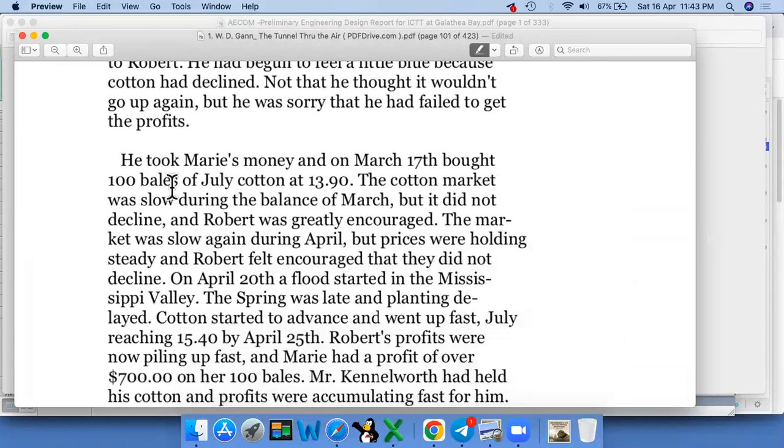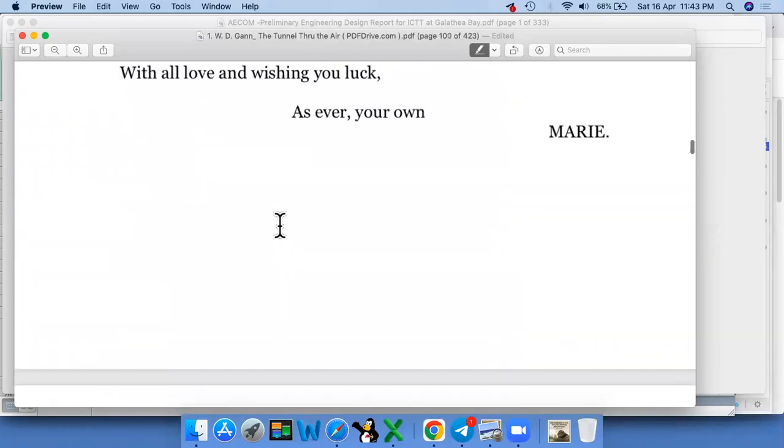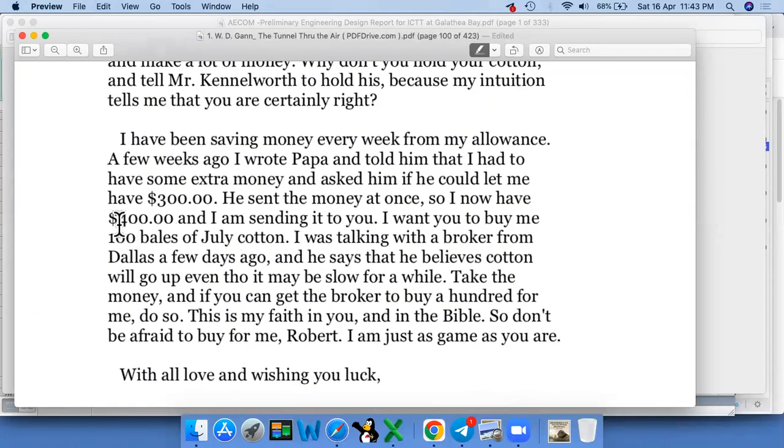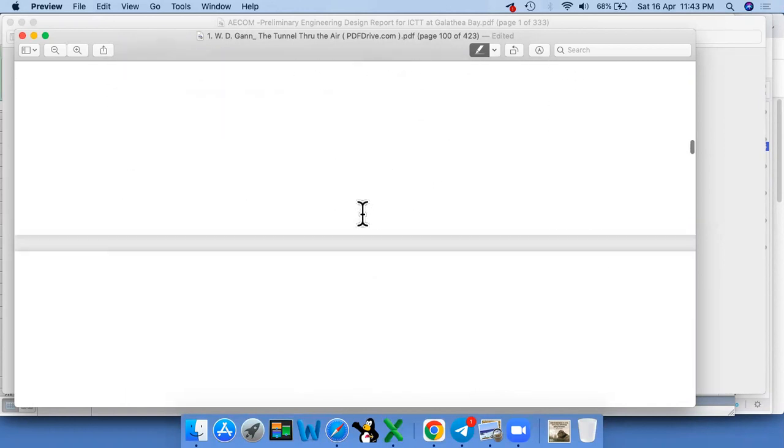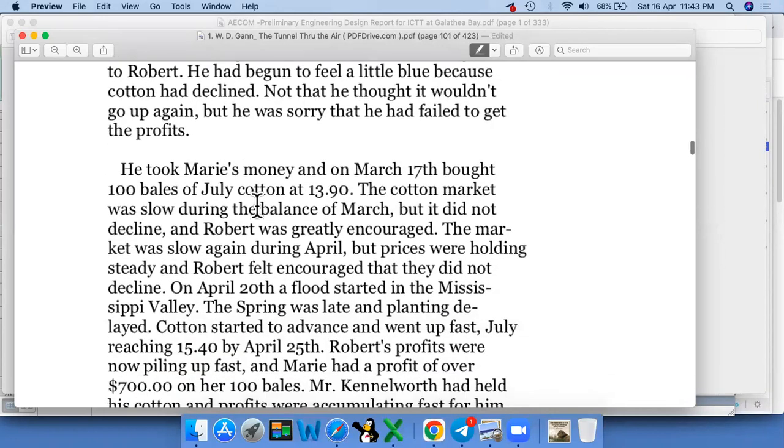and they bought 100 bales of July cotton. They took Mary's money, and as I told you, Mary did share around $400 with him. So with that money, again, he bought around 100 bales of July cotton at 13.9. And the market was advancing, and this was on 17th of March.